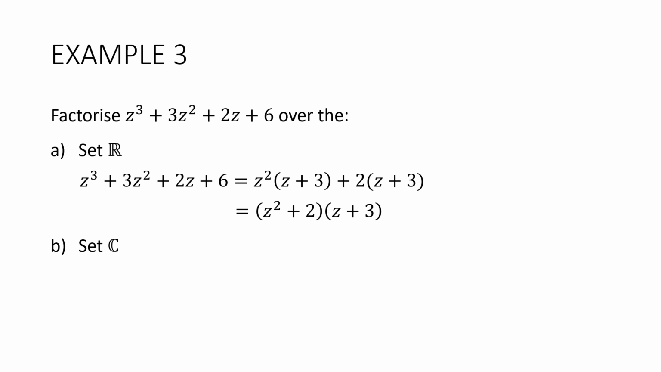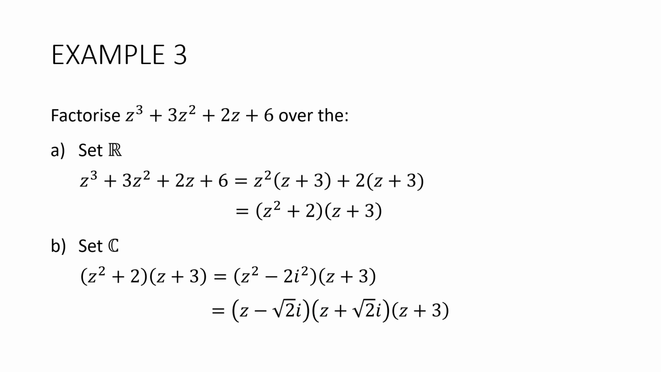Now over the field of complex numbers, we need to further factorise this here. Now remember how you do this? We're going to change that plus 2 into negative 2i squared, and then use the difference of two squares. So fully factorised, we have z minus root 2i, z plus root 2i, z plus 3.